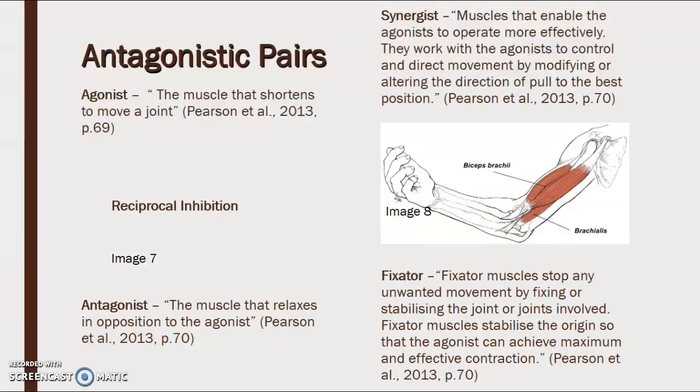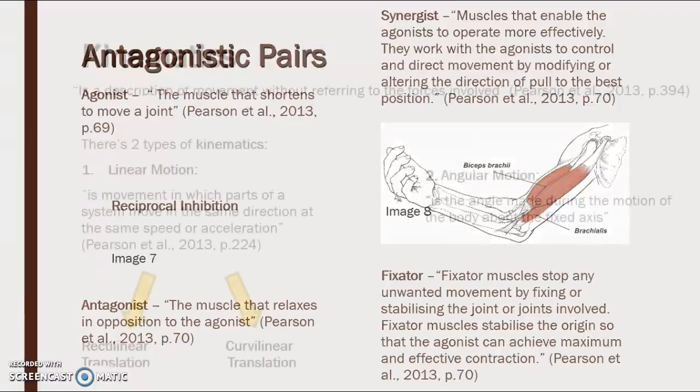So moving on to reciprocal inhibition. This is the process of muscles on one side of a joint relaxing, which is the antagonist, to accommodate contraction of the agonist muscle on the other side of the joint. So the joints are controlled by two opposite muscles, the flexors and the extensors, which work together at the same time to create a smooth movement.